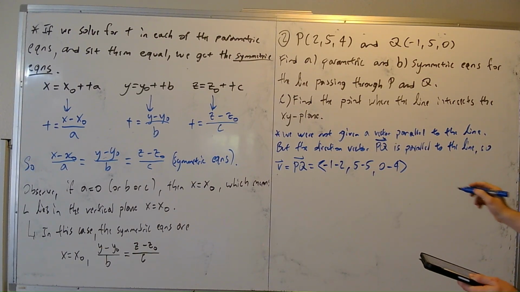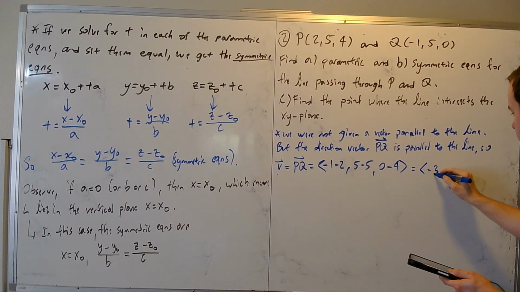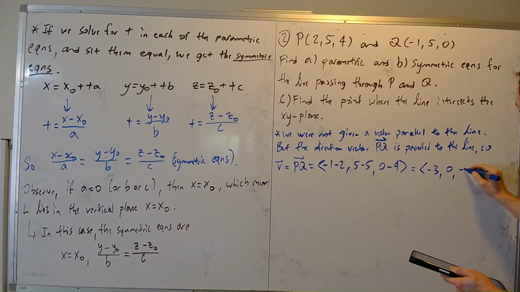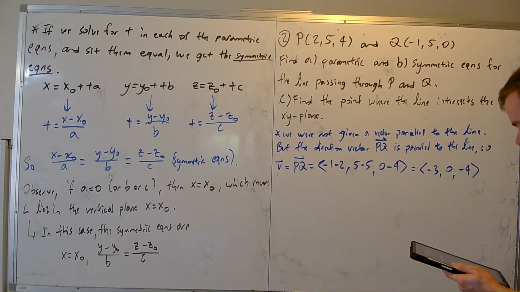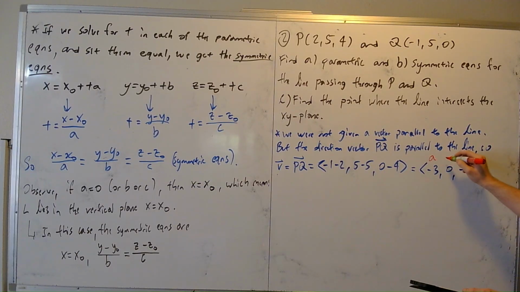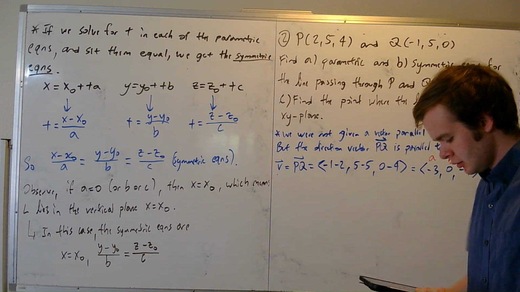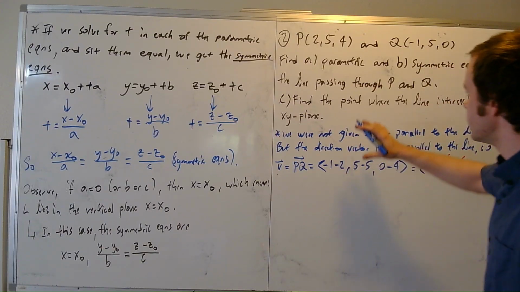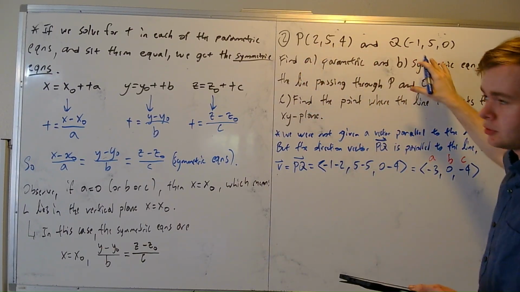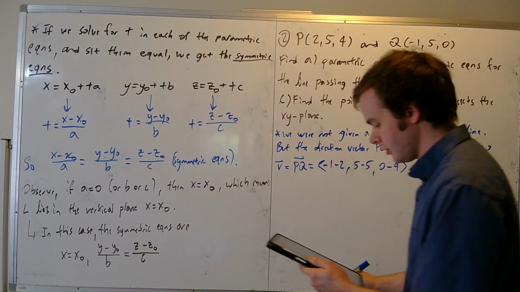Okay, so if you go ahead and do the calculation there, that is -3, 0, and -4. And remember we labeled these as A, B, and C. So those are your values of A, B, and C. Okay. So notice here we can either pick P or Q to be our point P0. Let's just go ahead and pick P to be P0.